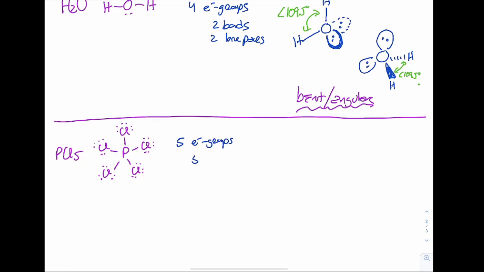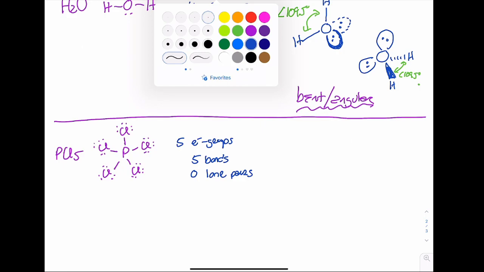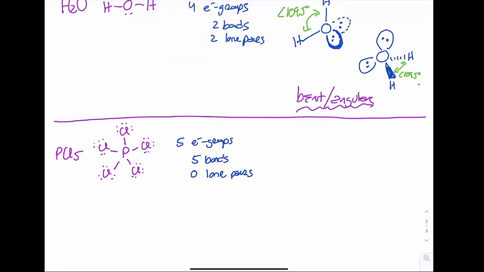And then all 5 of those spots are going to be bonds. And I have no lone electron pairs or non-bonding pairs. So when we draw this one, I'm going to have phosphorus in the center, right? I have 5 groups repelling each other.